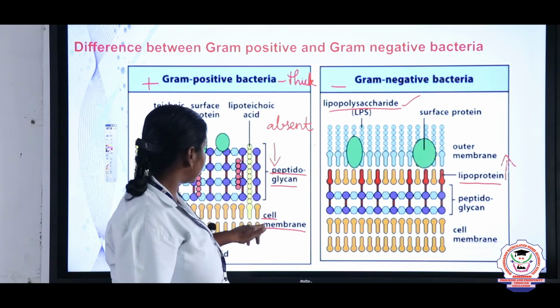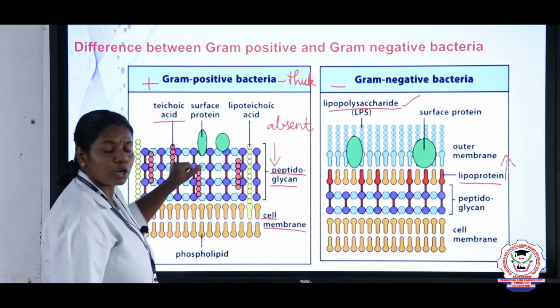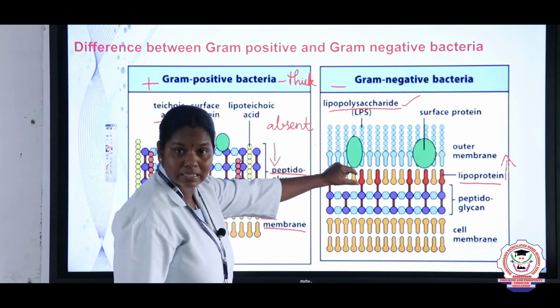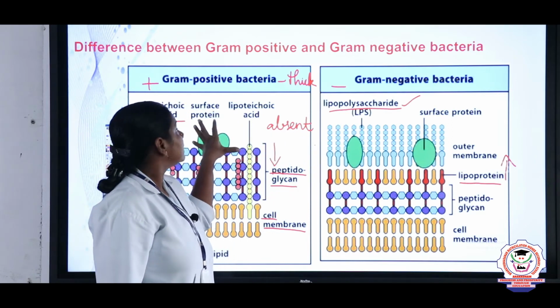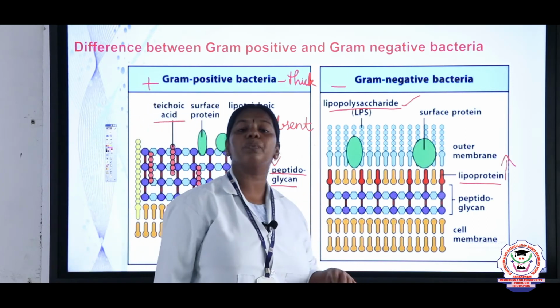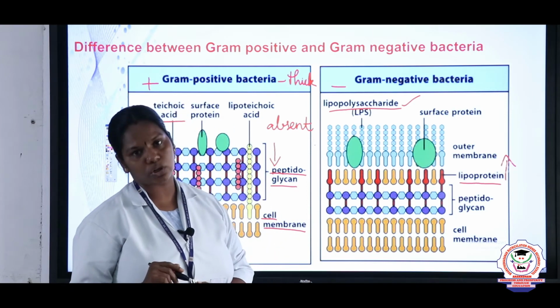And apart from this, here the outer membrane is present, there the outer membrane is not present. Teichoic acid is present here and teichoic acid is absent there. The gram positive bacteria is complex in nature, gram negative bacteria is very simple. So these are all the main differences, children. It is an important question also.